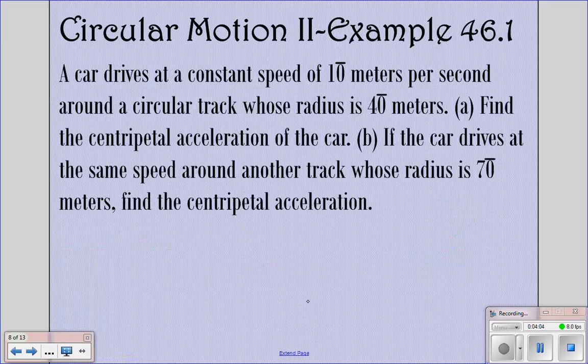So let's look at an example. We have a car that drives at a constant speed of 10 meters per second around a circular track whose radius is 40 meters. We want to find the centripetal acceleration of the car. Then if it drives at the same speed around another track whose radius is 70 meters, we want to find the centripetal acceleration. So we're going to use the formula on the right.